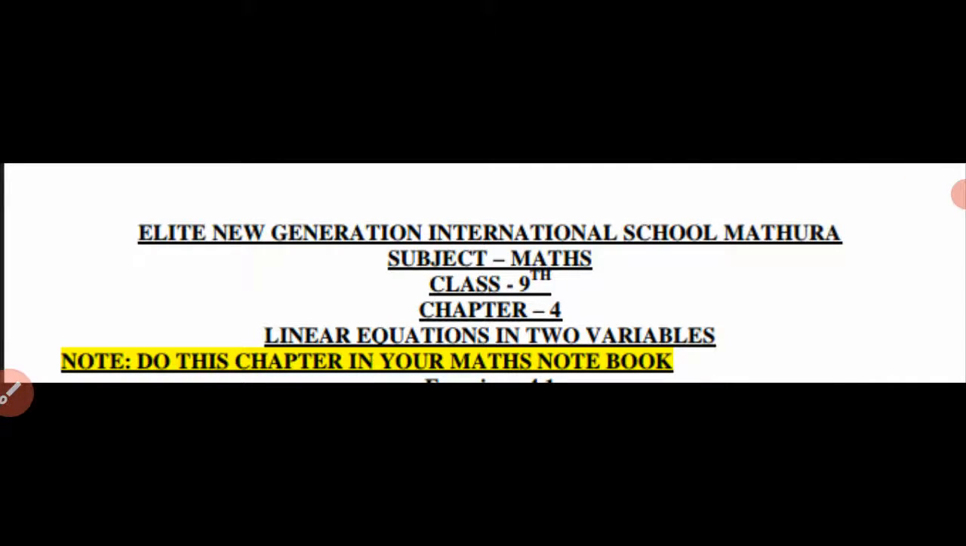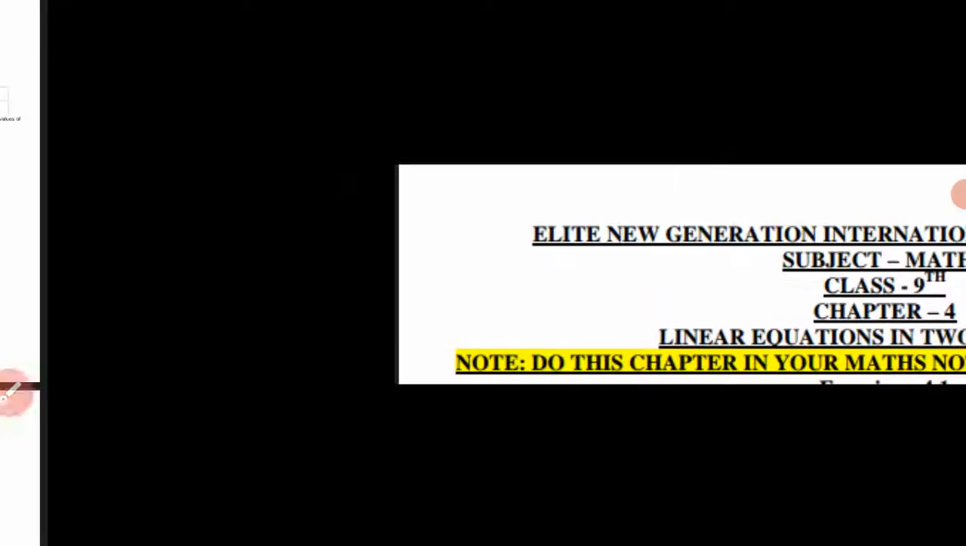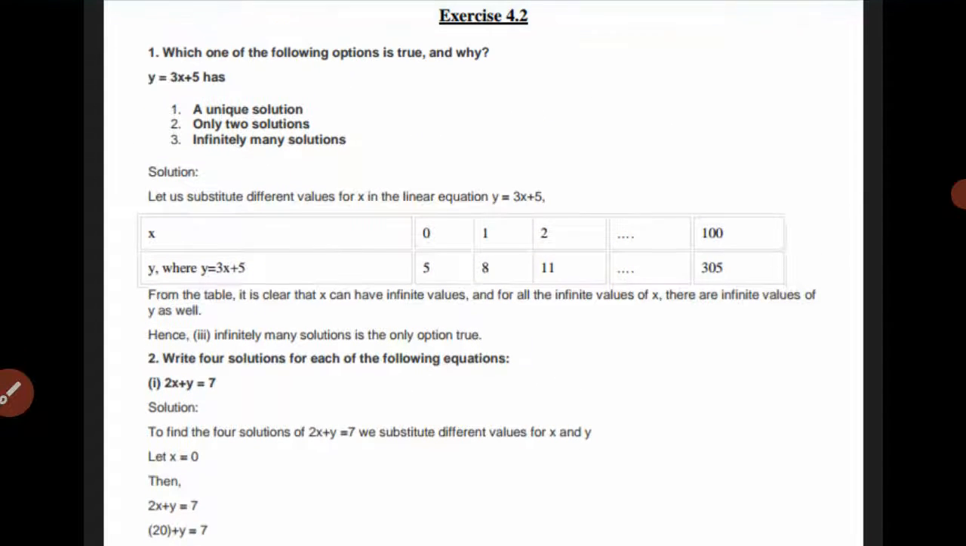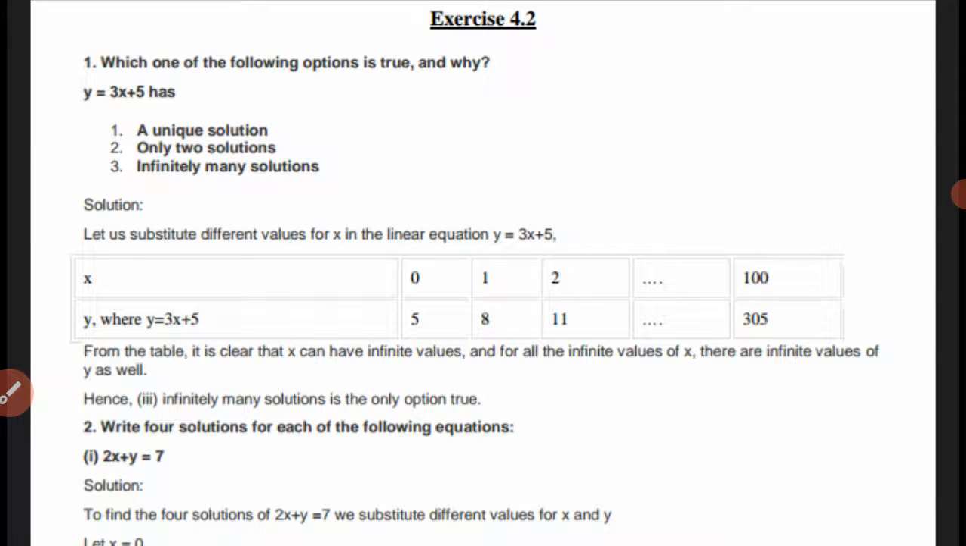So today we are going to start chapter 4, linear equations in two variables, and we will start exercise 4.2. Before this we have done our first exercise. Now in exercise 4.2, see question number 1. In question number 1 we are given options and we have to tell which one of the following is true, and why.